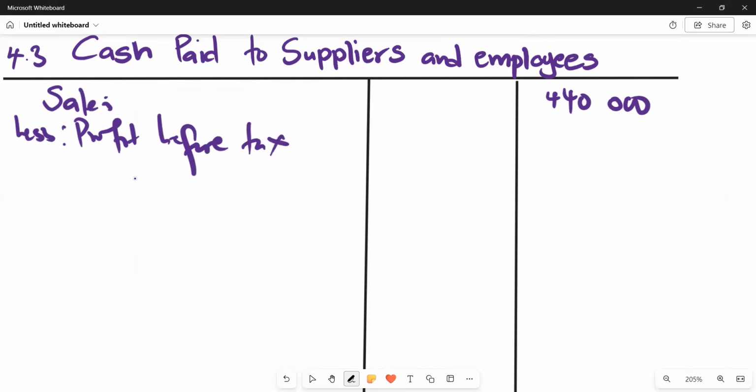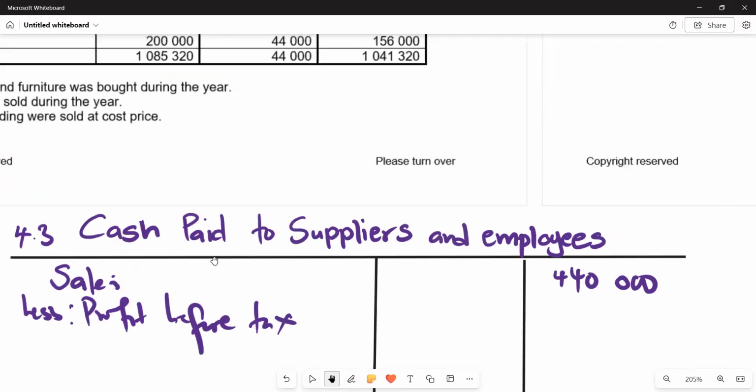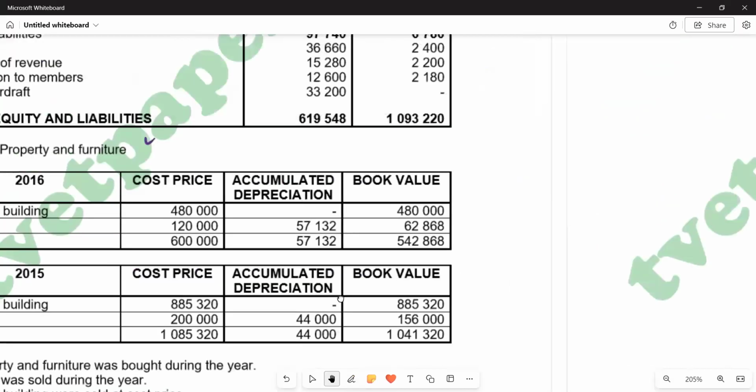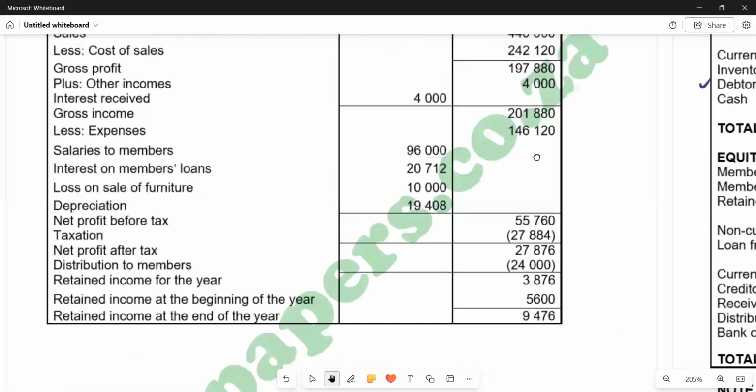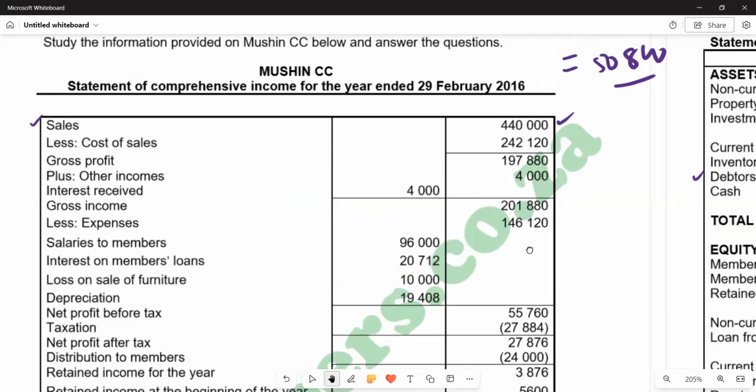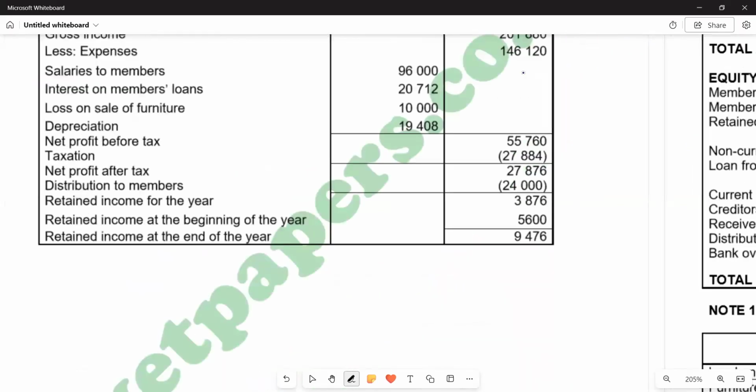So what we are saying is, if it's a loss, we're going to say less loss, but the loss will be negative here, which means this sales minus, and obviously it's going to end up being in addition to the sales figure. So this is what we have. So let's try to check the profit figure that we have. We go to the beginning of the question. So you see that profit before tax, we have it here in the statement of comprehensive income. Net profit before tax is here. We have got a figure of 55,760, and we're going to subtract it there.